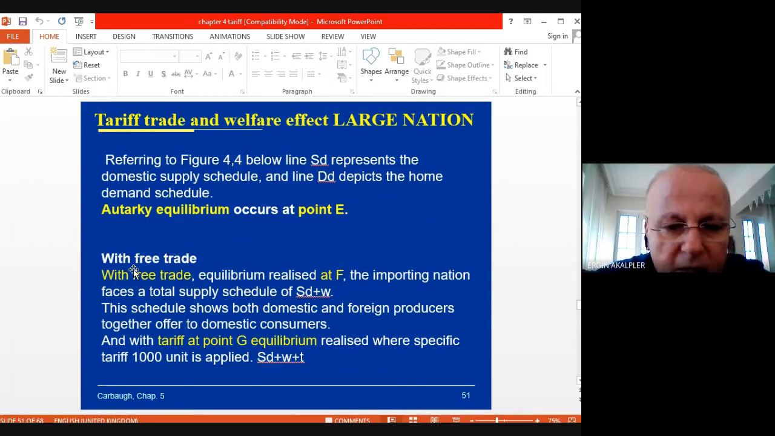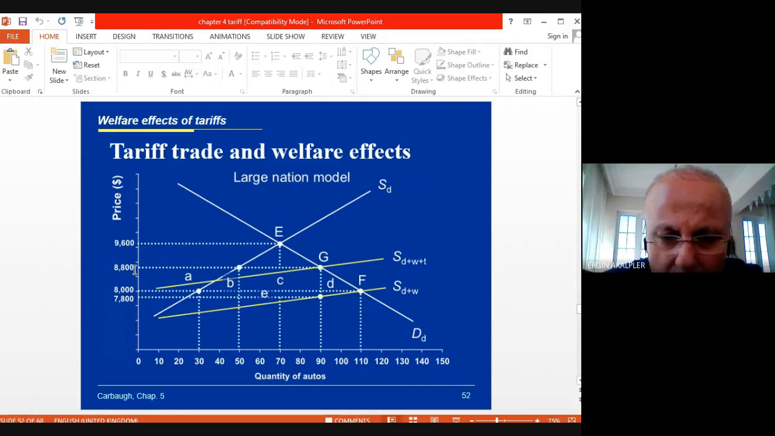After this application, you are observing here, with free trade, as I said to you, equilibrium rises at F, and the importing nation faces a total supply schedule of S_T plus V, and this schedule shows both domestic and foreign producers together offering to the domestic consumers. And with the tariff, at point G equilibrium is realized, where a specific tariff of 1,000 units is applied and S_T plus V plus T is observed in this curve, as you are seeing.